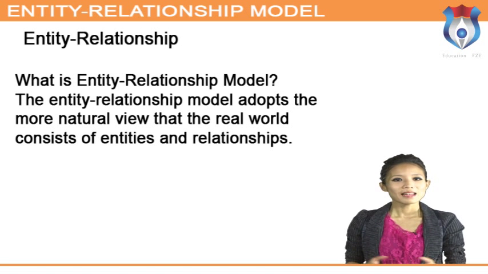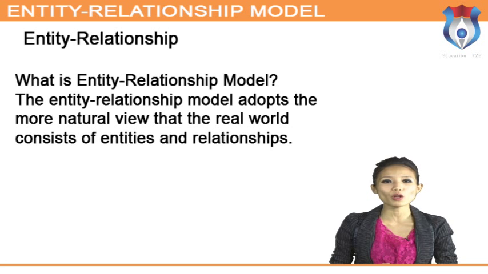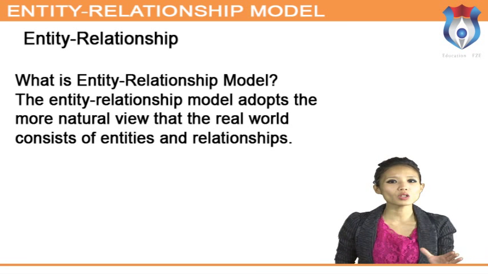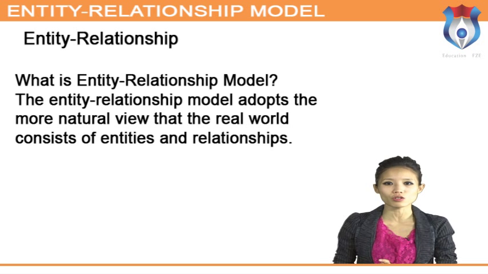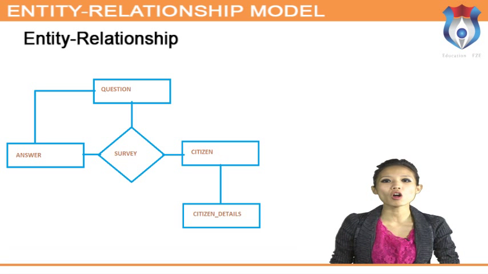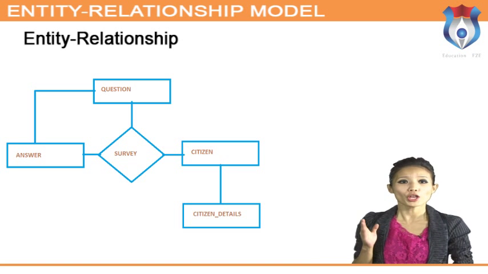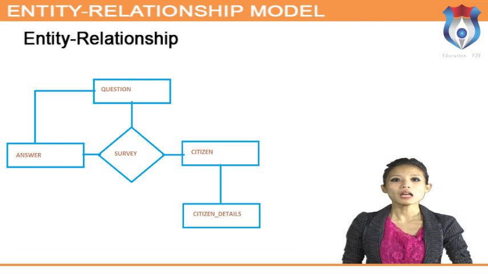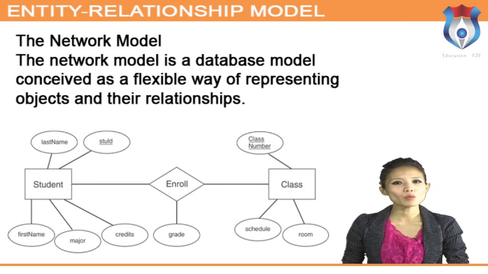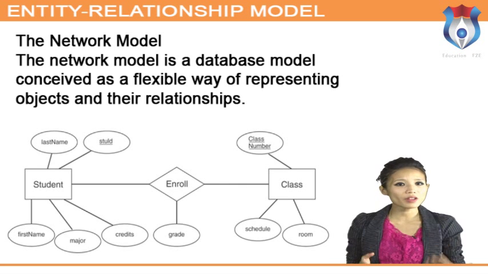Entity relationship. Let me first tell you about the entity relationship model in brief. The entity relationship model adopts the more natural view that the real world consists of entities and relationships. A data model called the entity relationship model is proposed. This model incorporates some of the important semantic information about the real world. The entity relationship model can be used as a basis for unification of different views of data: network model, relational model, and the entity set model. The network model is a database model conceived as a flexible way of representing objects and their relationships.